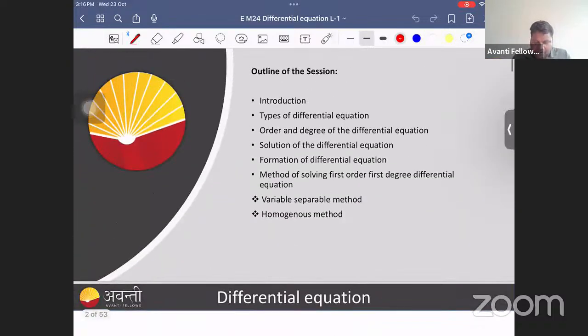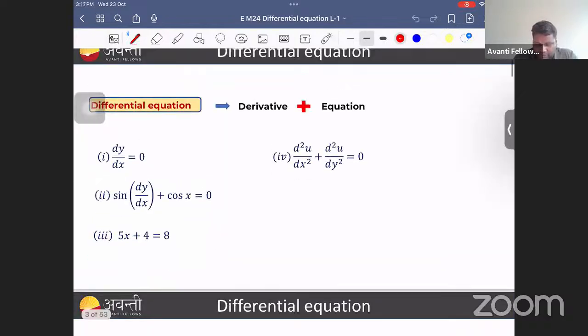In this chapter, we will understand what different types of differential equations are, what the order and degree of a differential equation is, how we solve a differential equation, and how we form a differential equation. Sometimes if we are provided with a family of curves, then how do we form a differential equation? Then different methods of solving a differential equation, like the variable separable method and the homogeneous method.